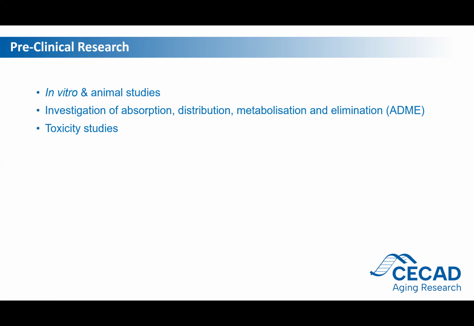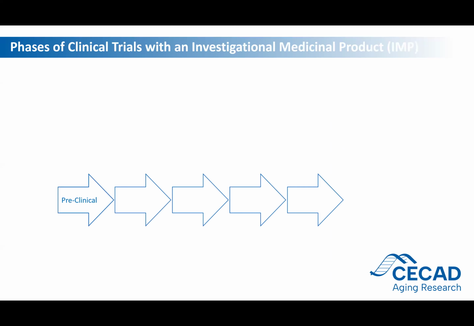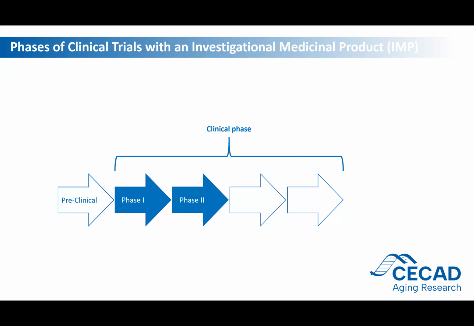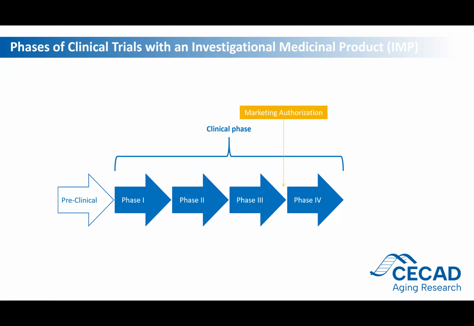But if they manage to go through the preclinical research phase, we will enter the actual clinical phase, which is our main topic for today. And this clinical phase is made up of different phases, which are consecutive. So we have first to do a phase 1 trial, followed by a phase 2 trial, a phase 3 trial. And if you remember, in the slide that we have just seen, this is the point where marketing authorization can be obtained. And afterwards, we will proceed with more phase 4 studies.